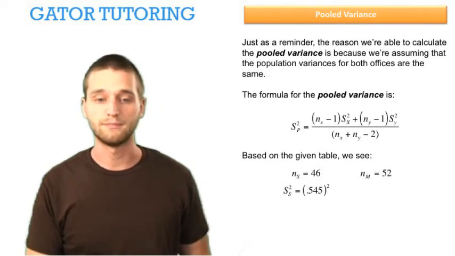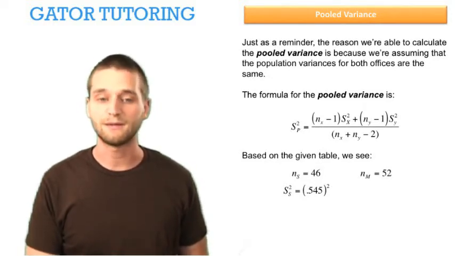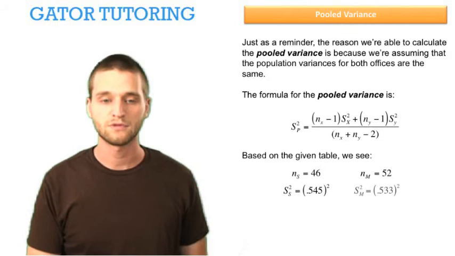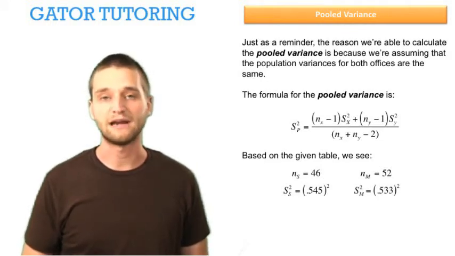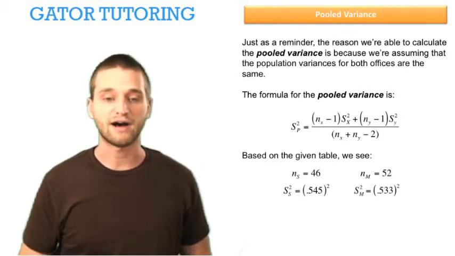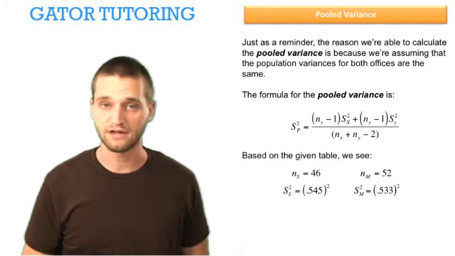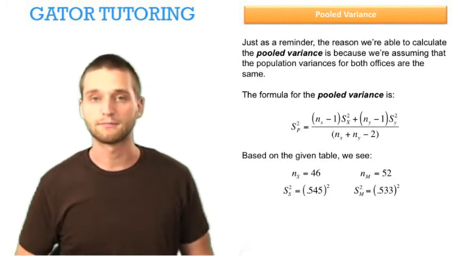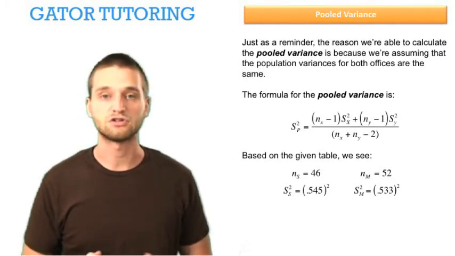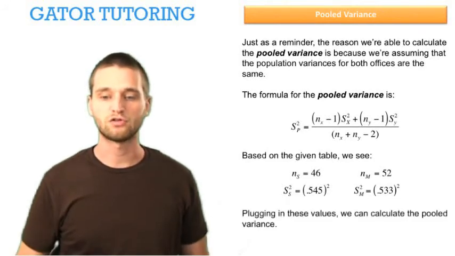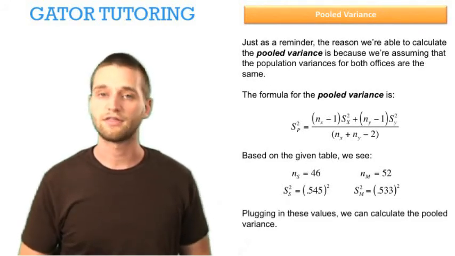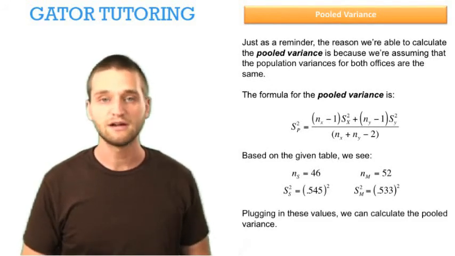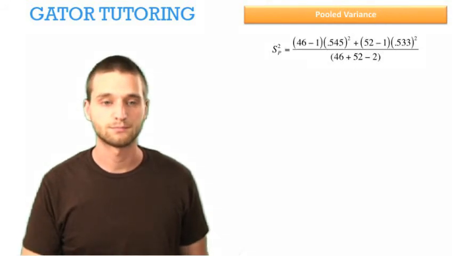We go on for the medium-sized offices, and the number in the medium-sized sample is 52. And the variance for the medium-sized offices is 0.533, which is a standard deviation, which is given, squared. Because again, the variance is a standard deviation squared. So plugging in these values, we can calculate the pooled variance. We have all the values we need, and we just need to plug them into the equation.